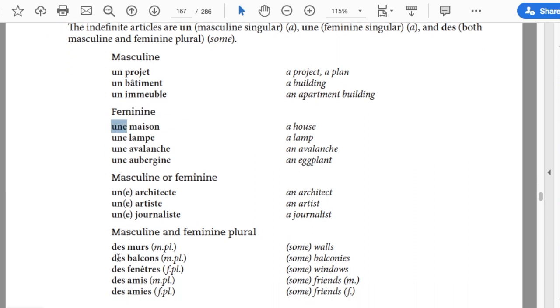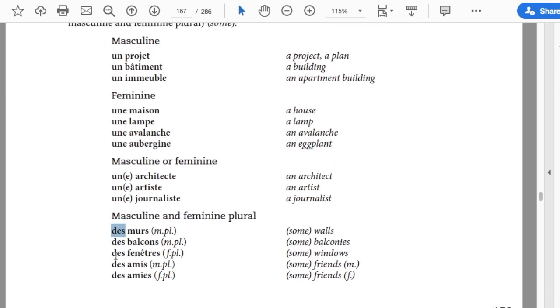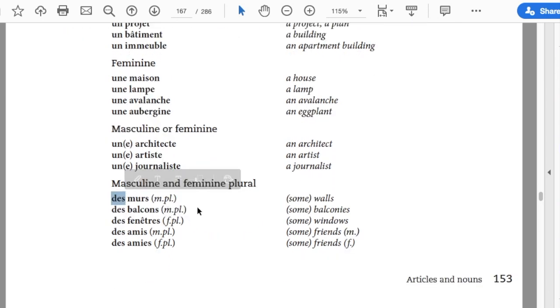So we saw the article un, which is indefinite, masculine singular, une, which is indefinite, feminine singular, and the plural indefinite article is des. Okay, des murs is walls. The word for wall is mur.